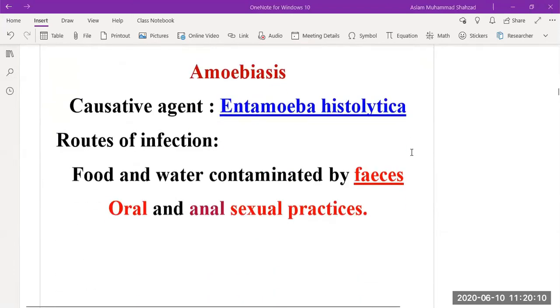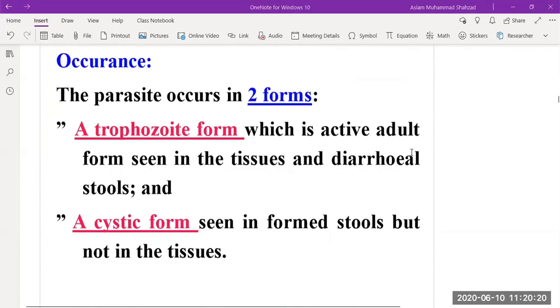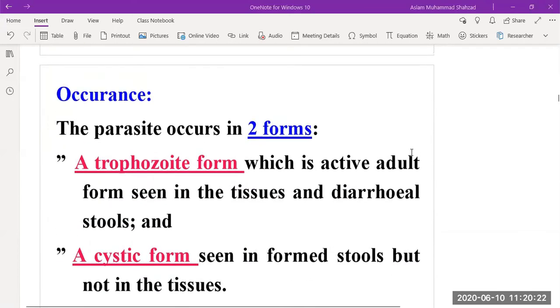Causative organism, as we already discussed in the case, Entamoeba histolytica can be contaminated through fecal, oral, and anal sexual practices. And the parasite can occur in two forms. One is the trophozoite form, and the second one is the cystic form. So it can appear either in the form of trophozoite or in the form of cyst, and can be found in the diarrheal stool.